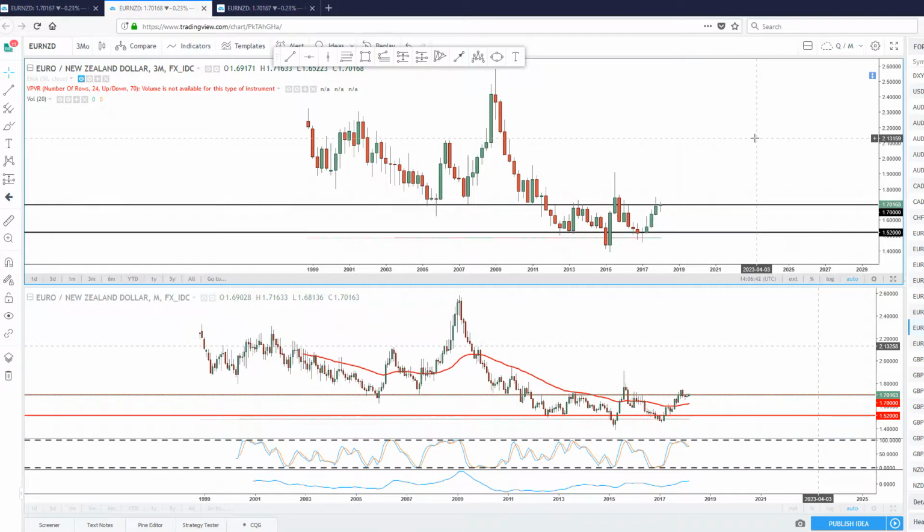Hi traders, Simon here. Looking at a trade on Euro Kiwi short, but I want to show you what I'm waiting for and how you can enter and how you can get some decent profit out of it.